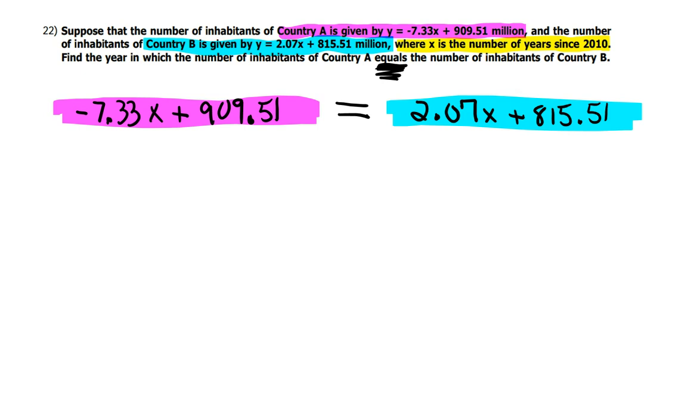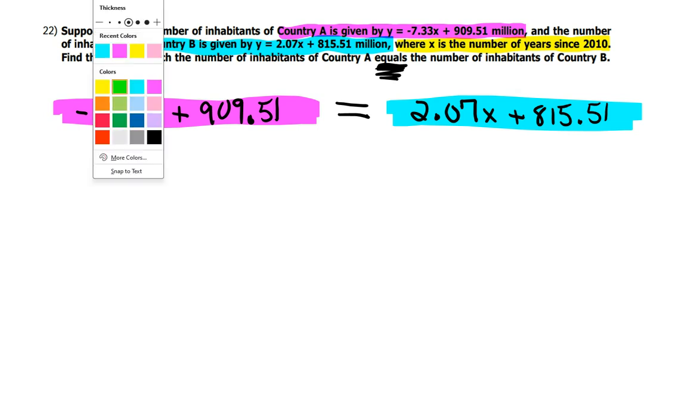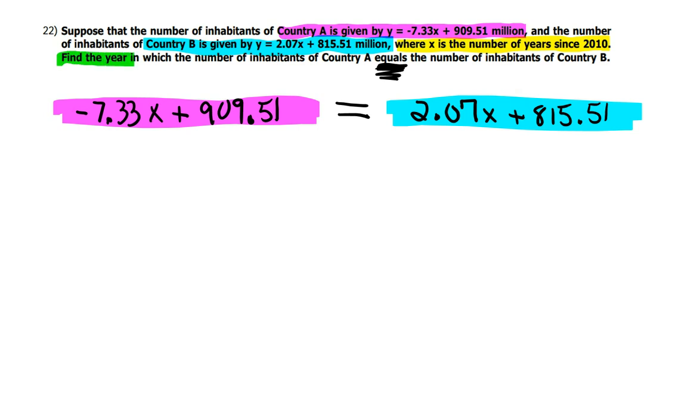When we solve for X, that number X would be the number of years since 2010, and they actually want to know, find the year in which the number of inhabitants of country A equals the number of inhabitants of country B.